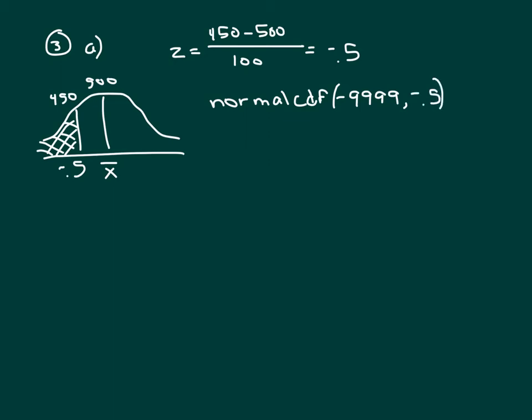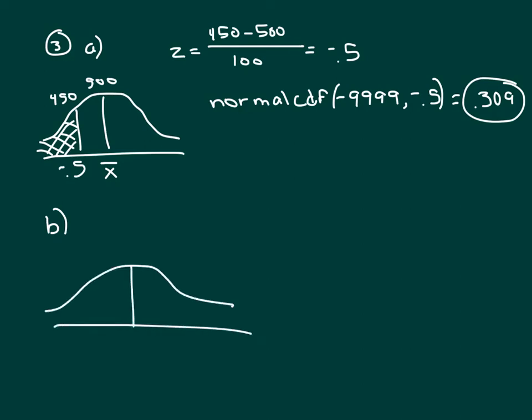And when you do that, they want you to round your answer to the nearest thousandth, so I got 0.309. Okay, now for Part B, they want you to find the probability that the score is between 400 and 650.